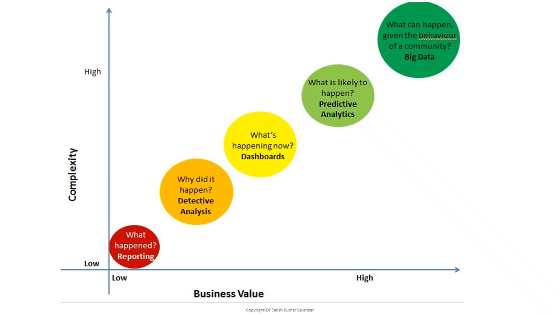So the next level is why did it happen. This is, in fact, relevant to us also. Why did it happen means deductive analysis. We are behaving like a detective, trying to analyze why something has happened. And we can see the business value has increased and the complexity of this factor has also increased. So this is known as detective analysis.